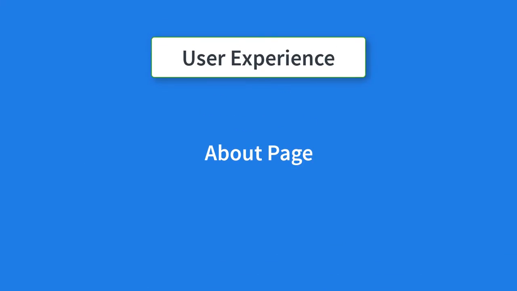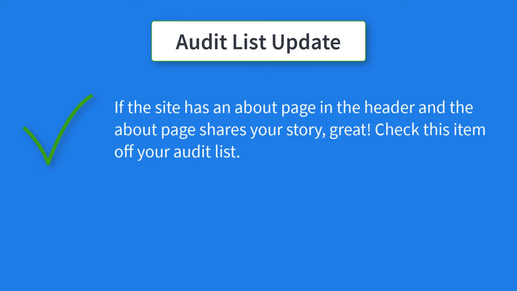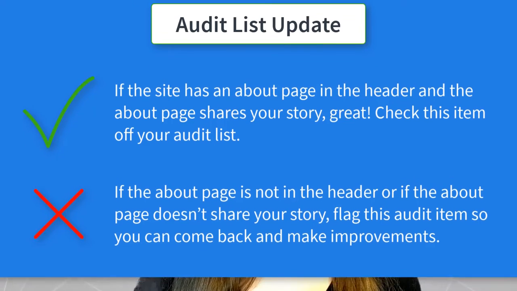And then the About page. So the About page is normally the second most commonly viewed page after the home page. People like to buy from people. Make sure to have an About page in your main navigation and make sure the page clearly shares your story. So to update your audit list, if the site has an About page in the header and the About page shares your story, great. Check this item off your audit list. If the About page is not in the header, or if the About page doesn't share your story, then flag this audit item so you can come back and make improvements.